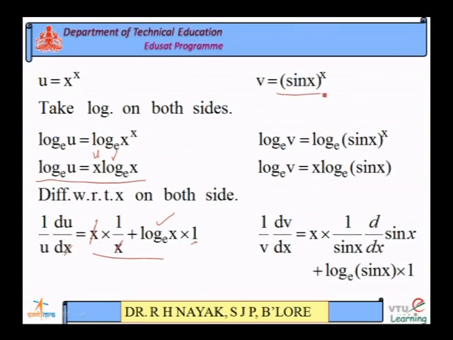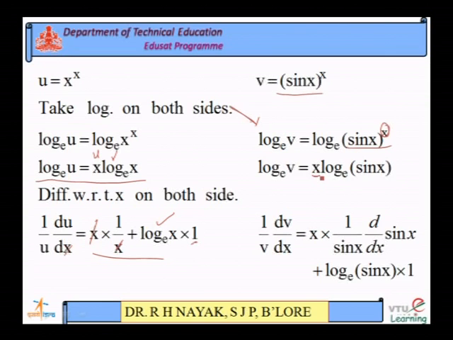Again, we have to take log on both sides. Taking log on both sides, it will become what? Log v is equal to log of sin x to the power of x. According to the laws of logarithm, the power becomes what? Index, right? It will become the index. So, log v is equal to x into log of sin x.